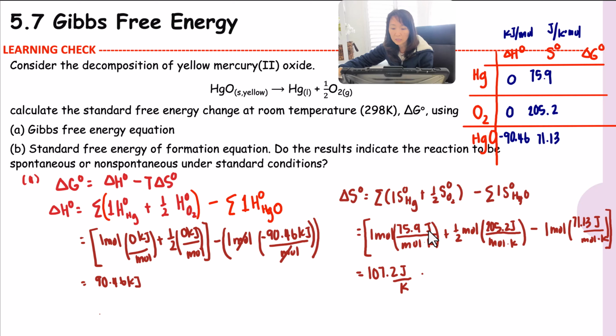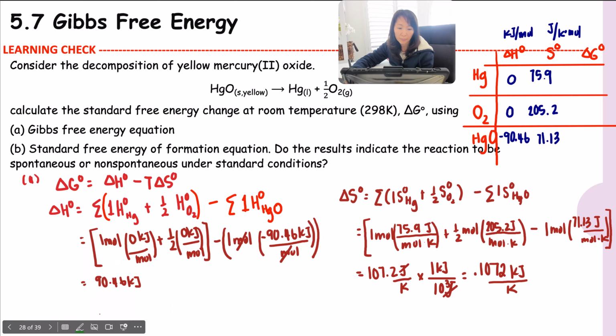So if I were to put this in kilojoules, 1 kilojoule is equal to 1,000, or 10 to the third joules. So joules cancel out in units, and I get 0.1072 kilojoules per Kelvin. Now I have my delta H, I have my delta S. I do have a temperature, so I can go ahead and plug into this equation. I'm going to do it in a different color to distinguish. Leave a little room on the bottom.